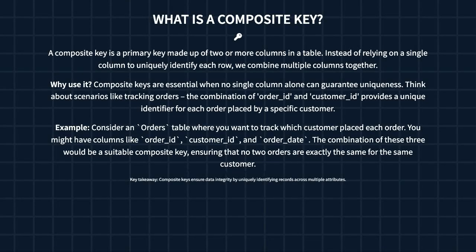Okay, let's talk about composite keys. Essentially, a composite key is like having two or more columns working together to uniquely identify each row in your database table. Instead of just relying on one column like an order ID, for example, you combine several to guarantee that nothing is duplicated. It's really useful when no single column alone can be completely unique. Think about orders, where the customer and the order have to be distinct. This helps maintain data integrity and make sure every record is truly identified in a reliable way.